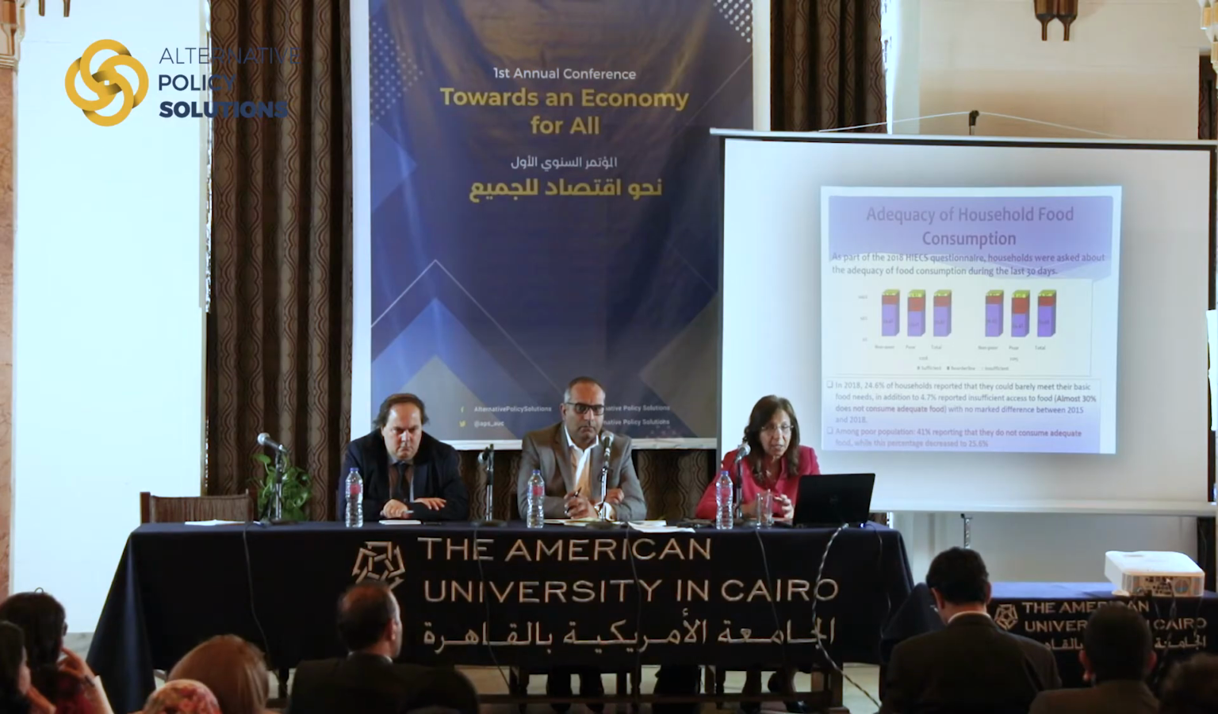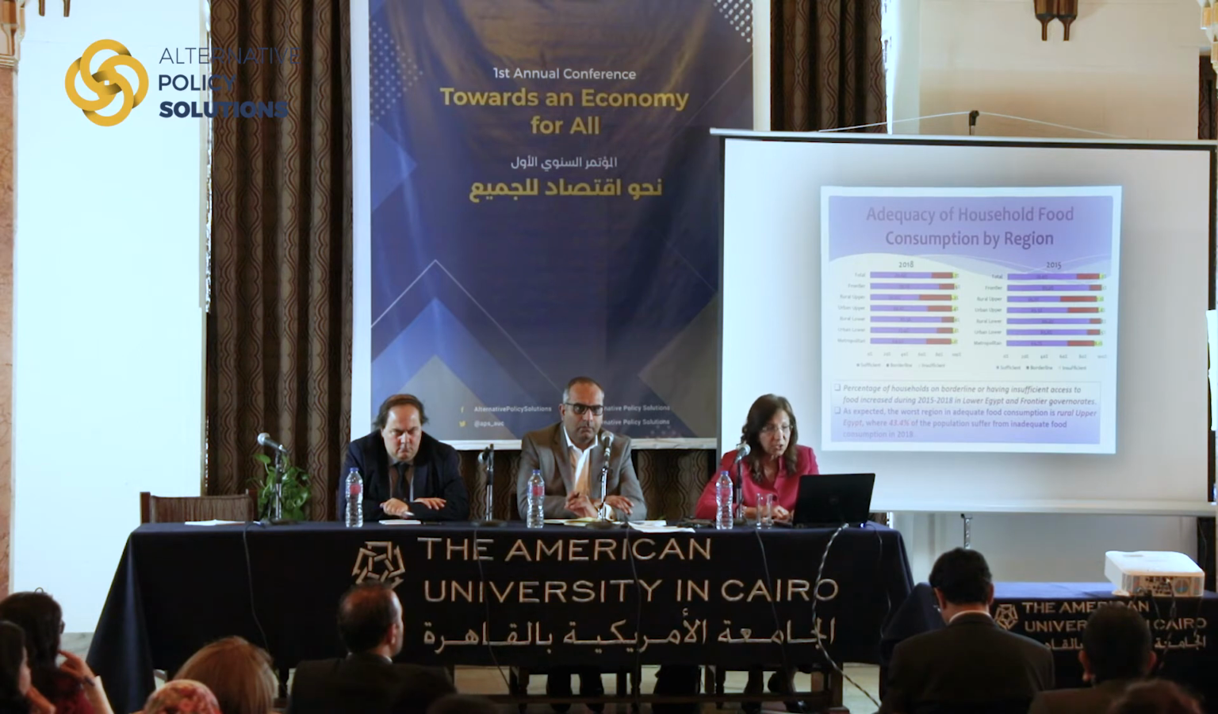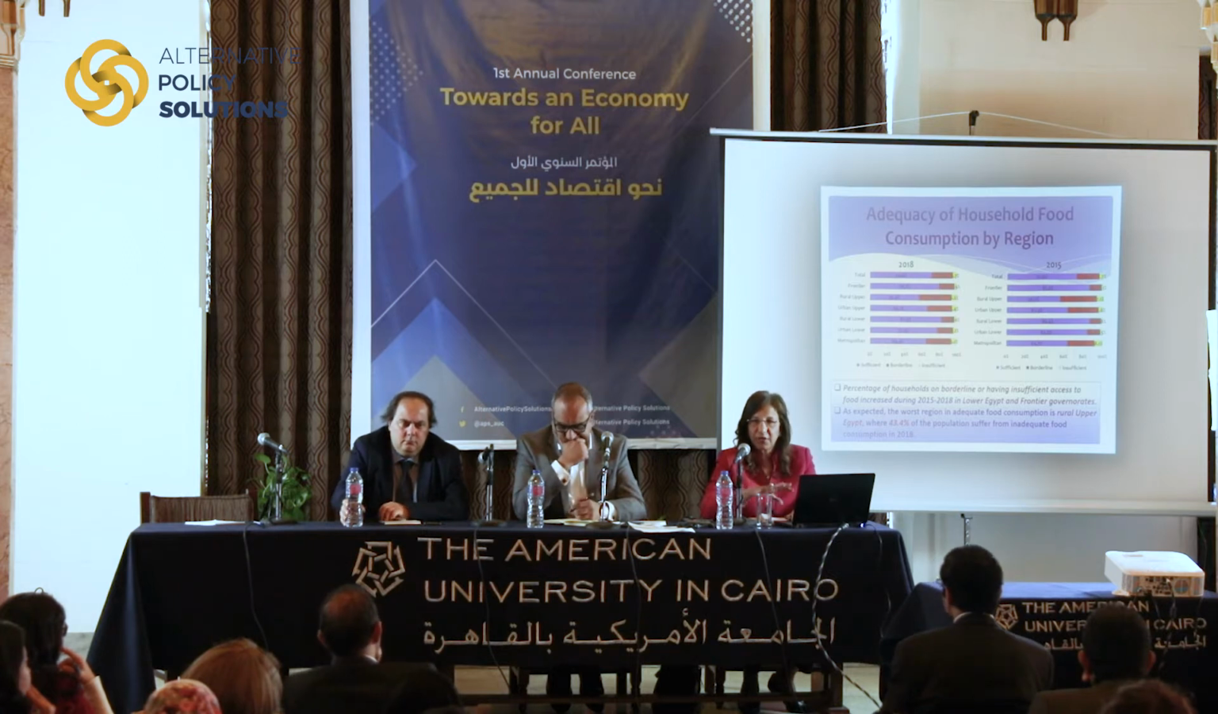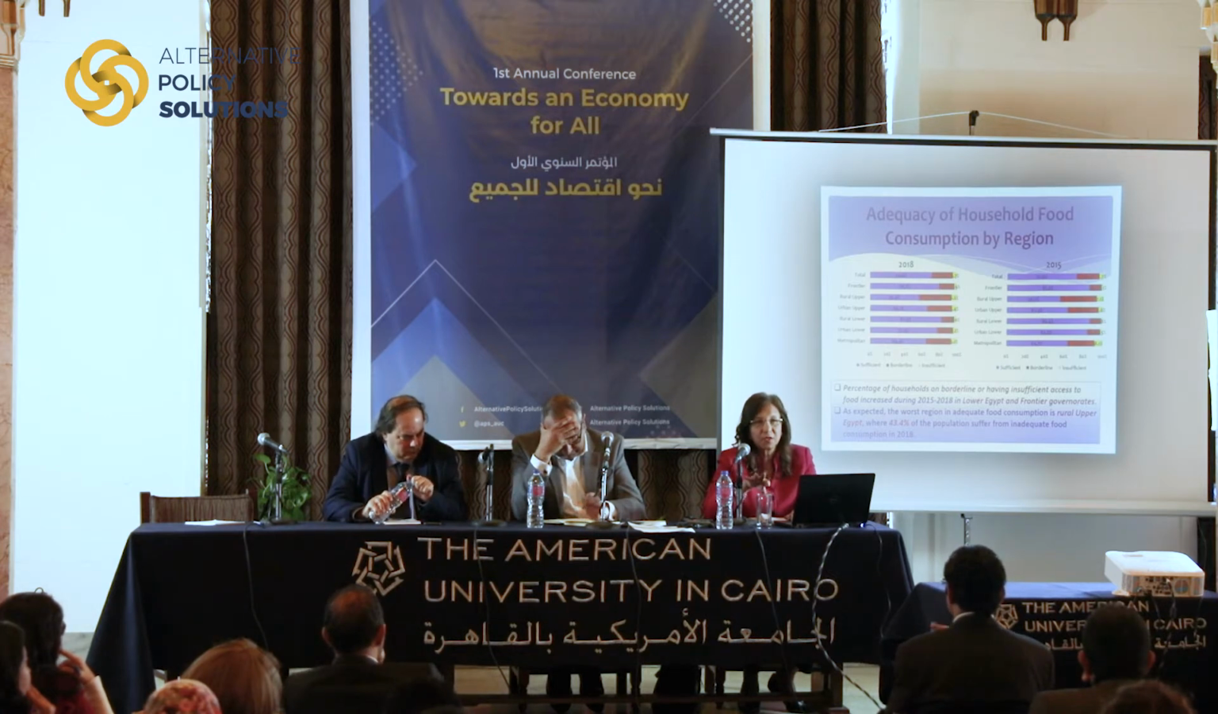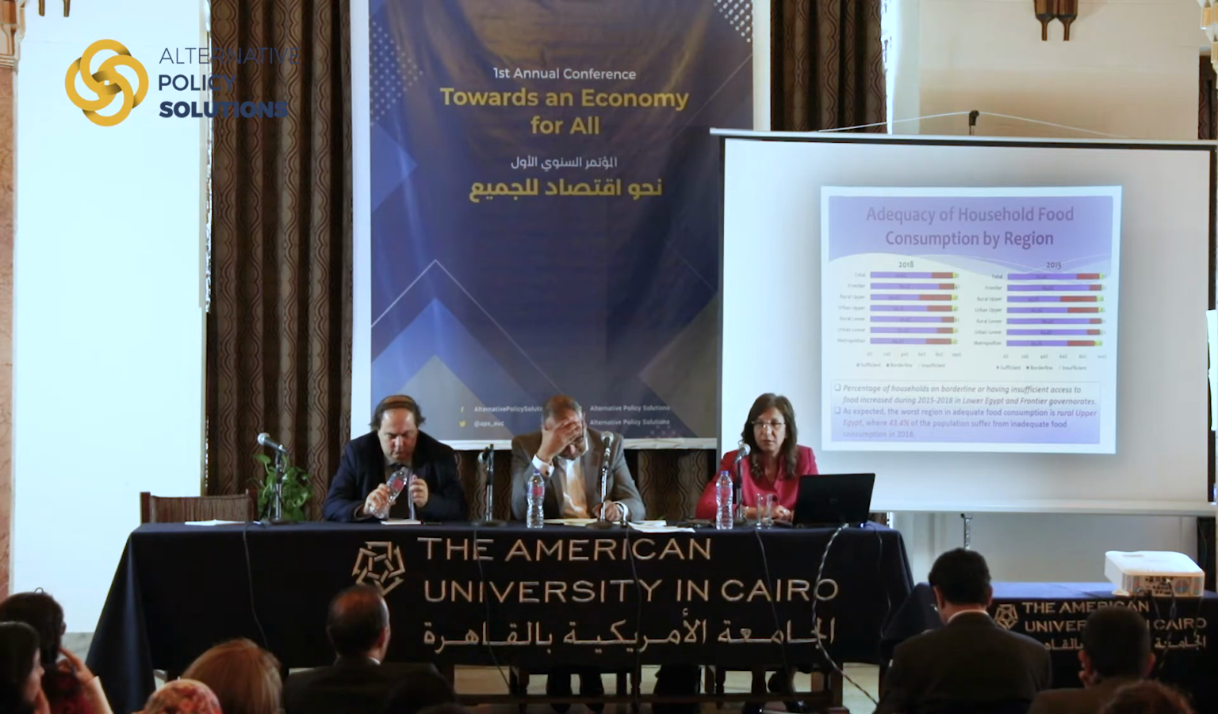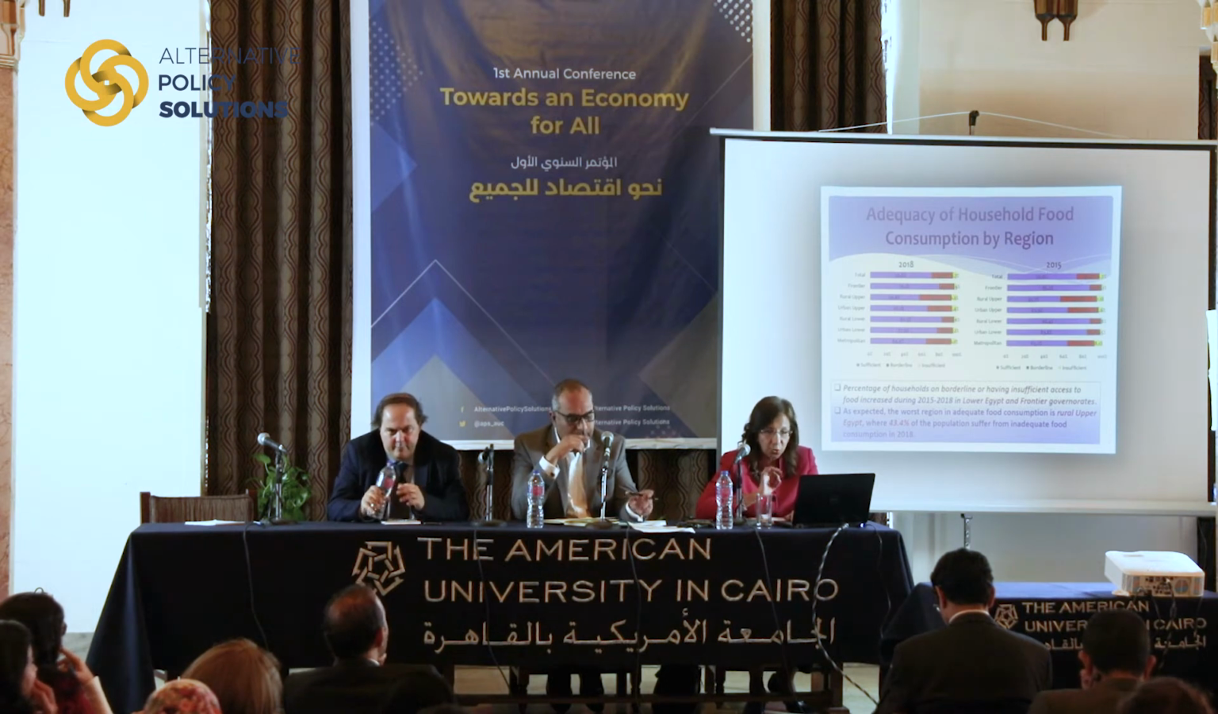Among the poor population, this percentage increased to 41%, reporting they cannot consume adequate food, while this percentage decreased to 25.6% among the non-poor. By region, we found that the percentage of households on the borderline or having insufficient access to food increased between 2015 and 2018 in Lower Egypt and Frontier Governorates. Of course, as expected, rural Upper Egypt is always the worst, in poverty and also in food consumption, where 43.4% of the population suffer from inadequate consumption of food.